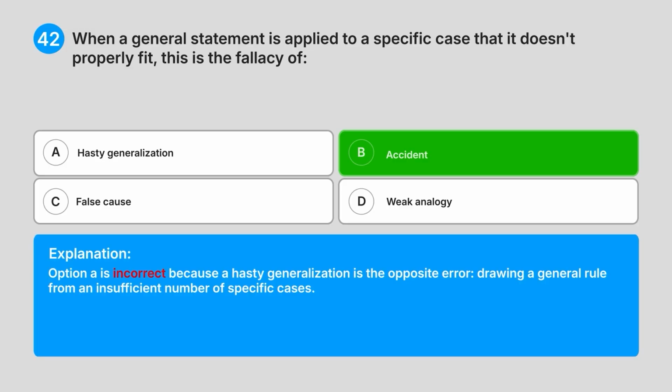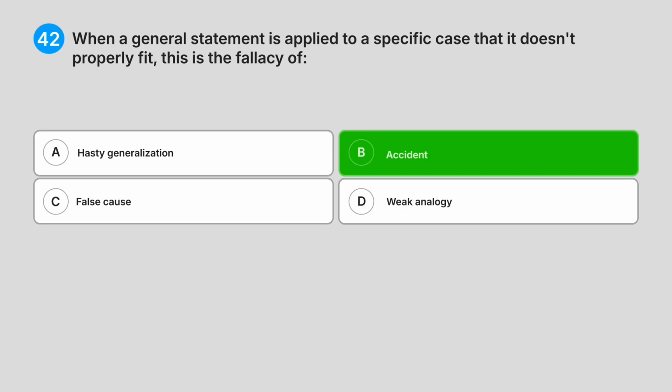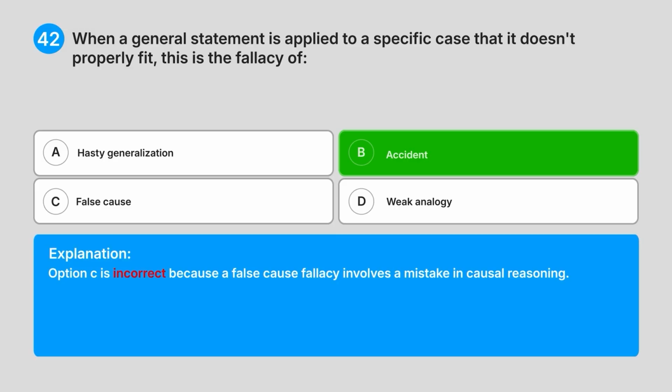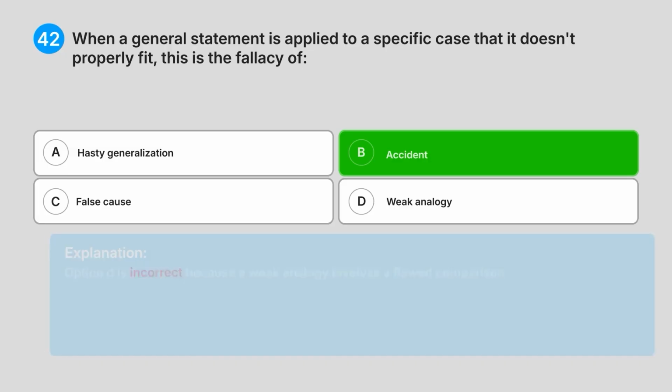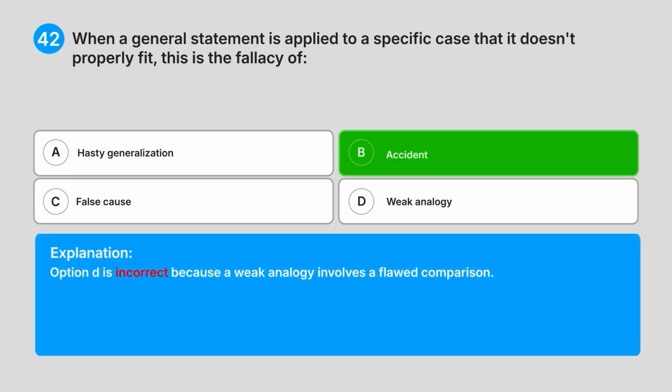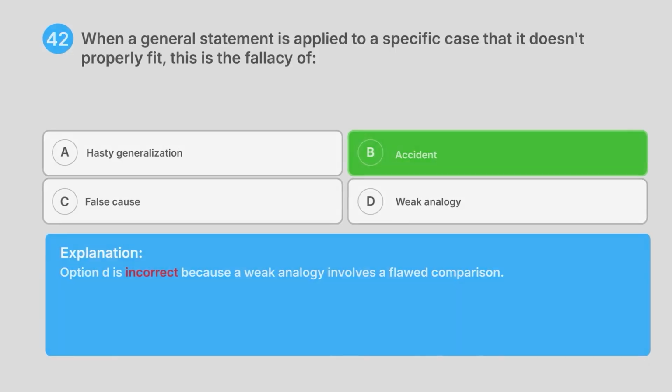Option A is incorrect because a hasty generalization is the opposite error, drawing a general rule from an insufficient number of specific cases. Option C is incorrect because a false cause fallacy involves a mistake in causal reasoning. Option D is incorrect because a weak analogy involves a flawed comparison.